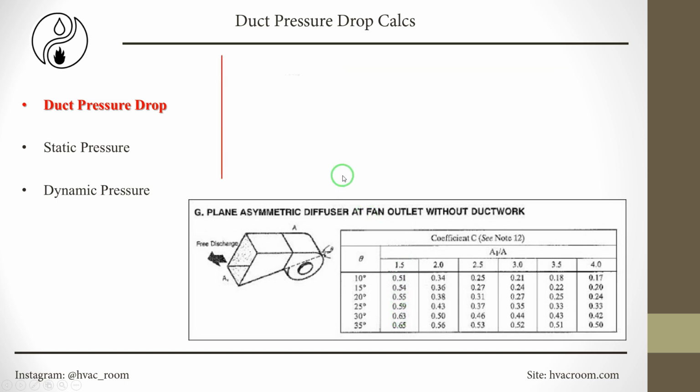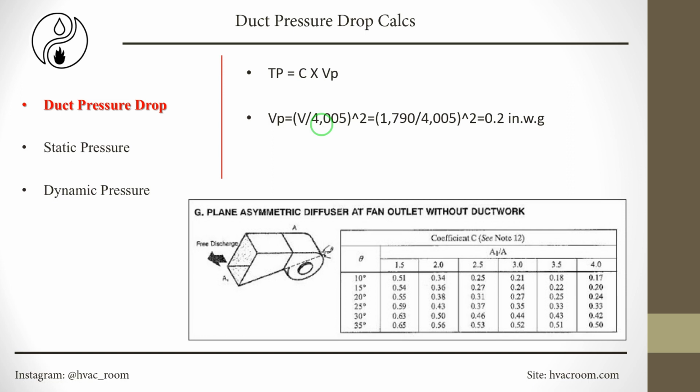And when I go back to the same formula for the total pressure, I can calculate the VP and call it a day. Again, for the velocity pressure, this is the formula in imperial. If you want to go with metric, the formula is a little different. This is my velocity divided by 4005, and I get 0.2 inch of water gauge for the velocity pressure. So now we have the two numbers, the C factor and the velocity pressure. 0.63 times 0.2. This number is going to be the total pressure or the dynamic pressure of this piece of ductwork, or let's say like a diffuser.